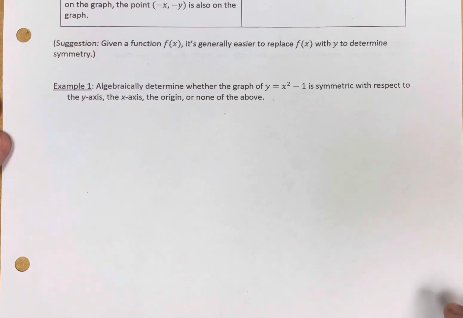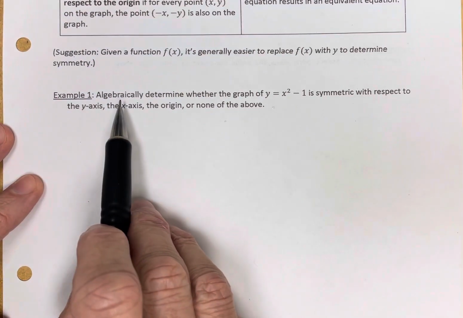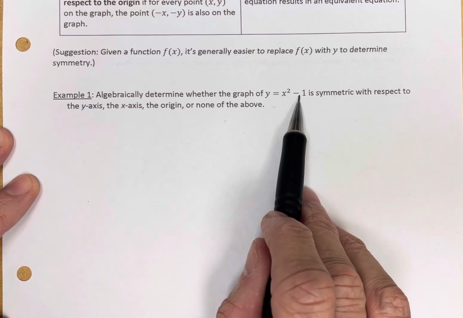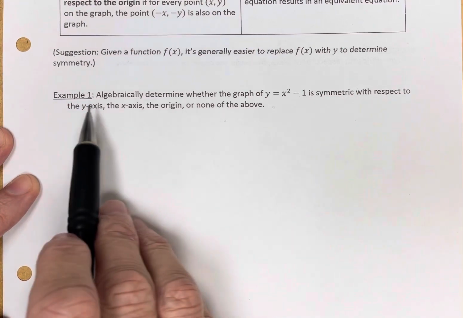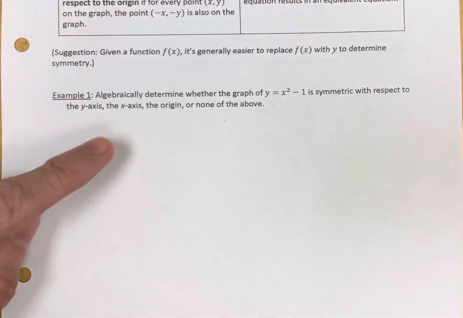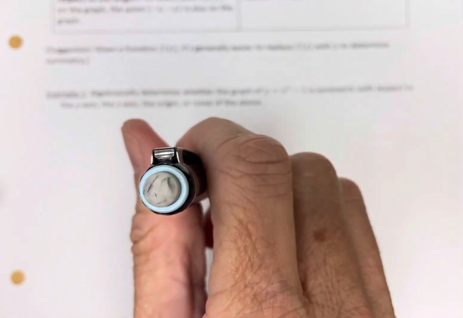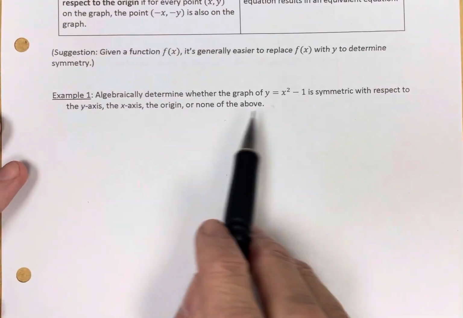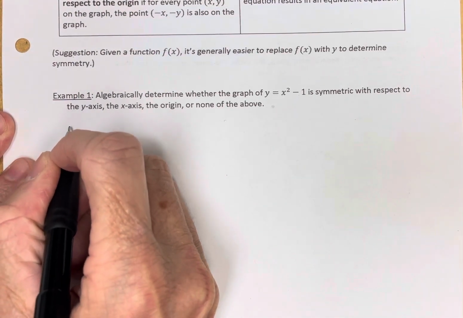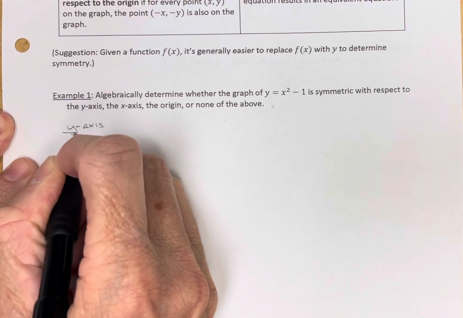Okay, example number 1. Algebraically, determine whether the graph of y equals x squared minus 1 is symmetric with respect to the y-axis, again, left to right, the x-axis, again, top to bottom, or the origin, again, tack and spin, or none of the above. Well, let's start off with the y-axis. I'm going to be writing a little smaller here, given space.